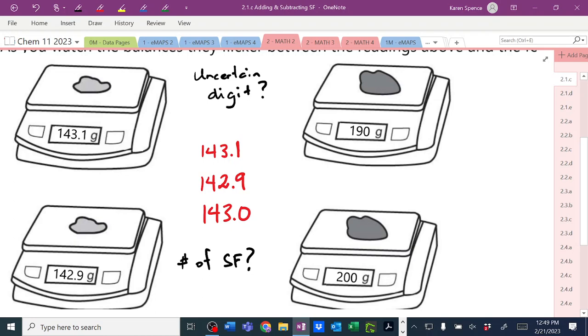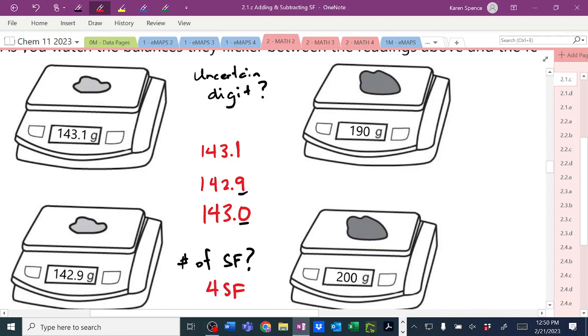So which is the uncertain digit there? What position? The 0.1 position, the tenths position, yes? It's this one here. Even though here we do have a 2, that's only because 2.9 goes to 3.0. We're really only changing that last digit. I'm just going to erase that because we don't really need that. How many sig figs in each of those measurements? 4 sig figs.